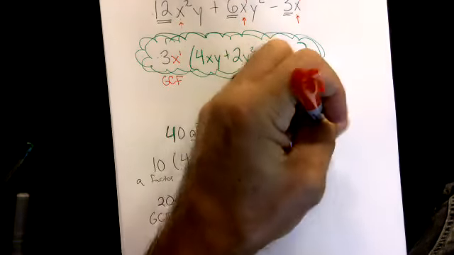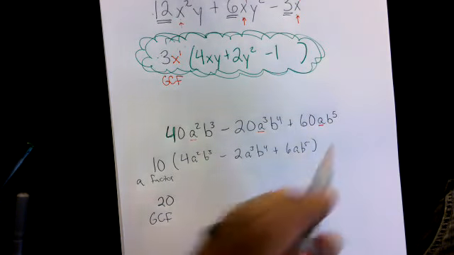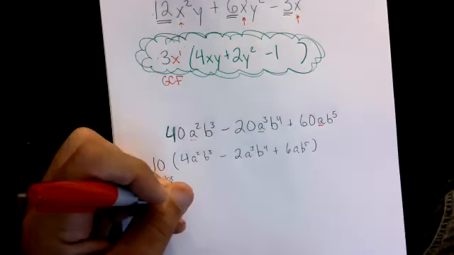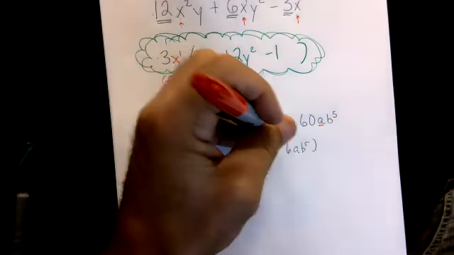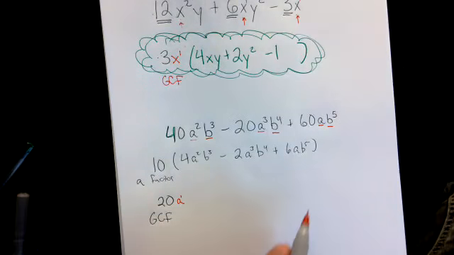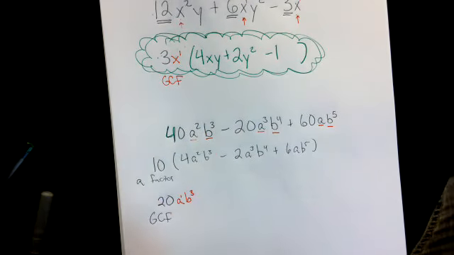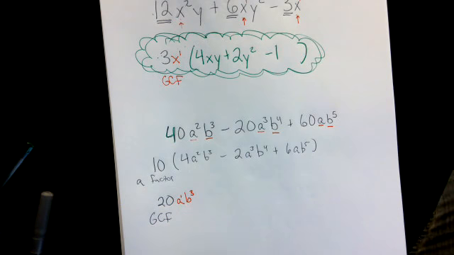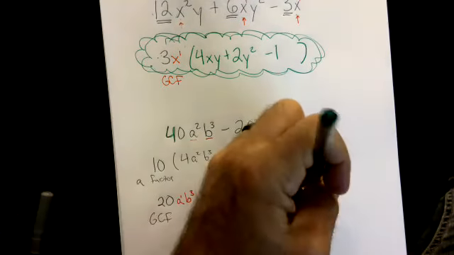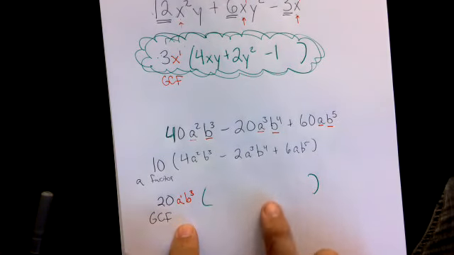Okay, these all have a's. Remember, I can factor out the one with the smallest exponent, so I can take out an a to the first. These all have b's. I can factor out the smallest exponent, so I can actually factor out a b to the third. So 20a to the first b to the third is my greatest common factor. And again, to see what's left over, I'm just going to divide.